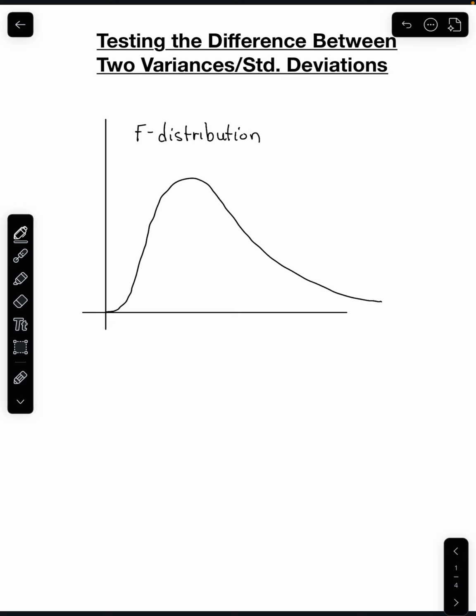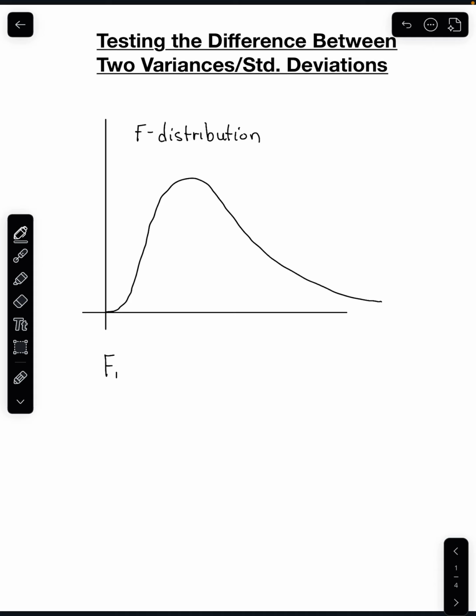The chi-squared distribution is determined by a single degrees of freedom because it is used for a single sample. The F distribution is different because it is used for when we do have two samples. And as such, it actually relies on 2 degrees of freedom.